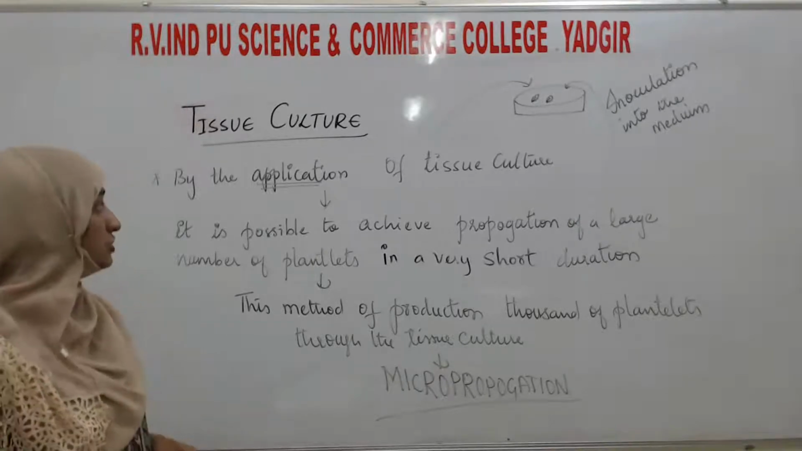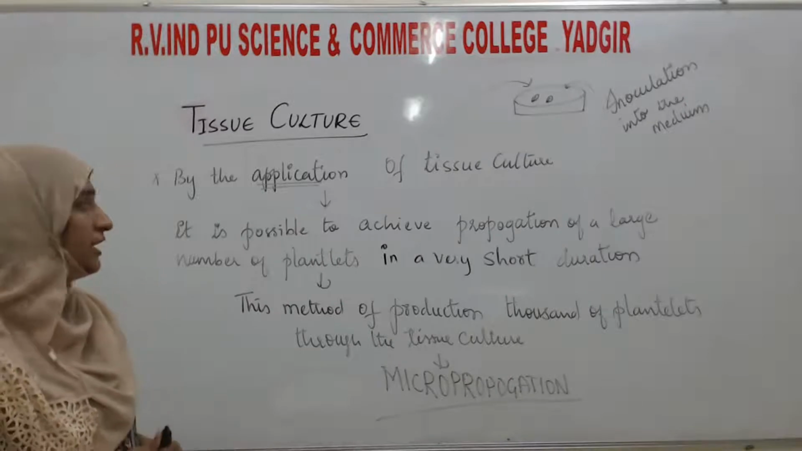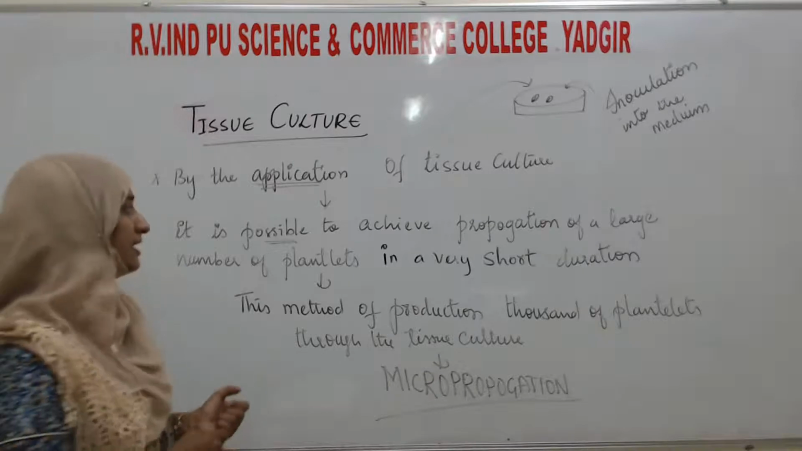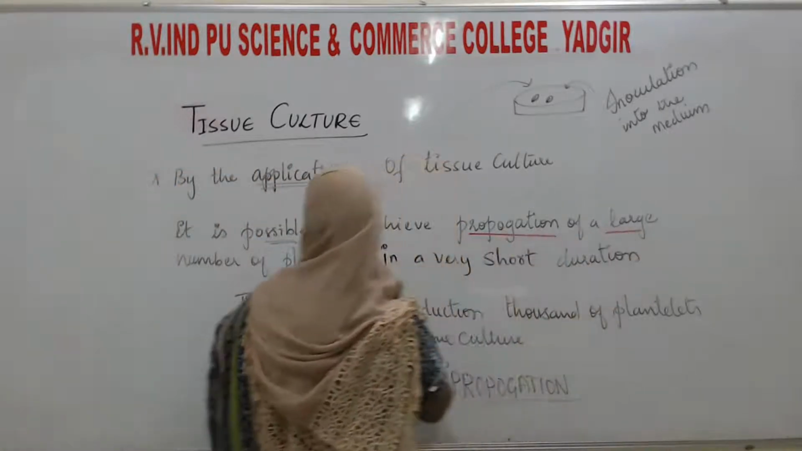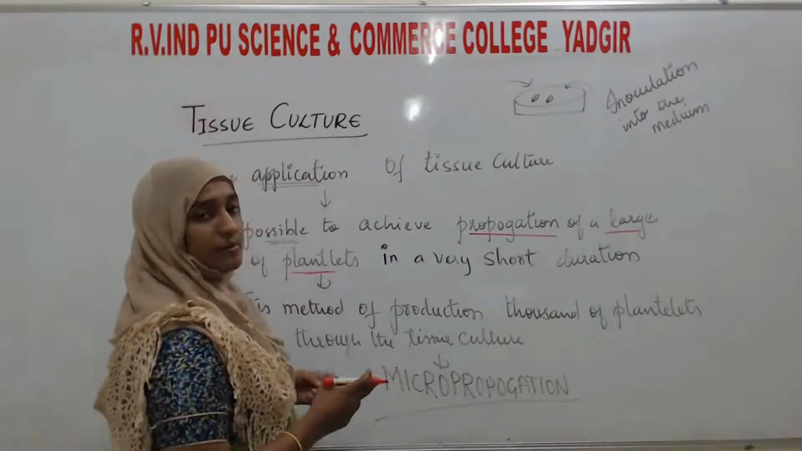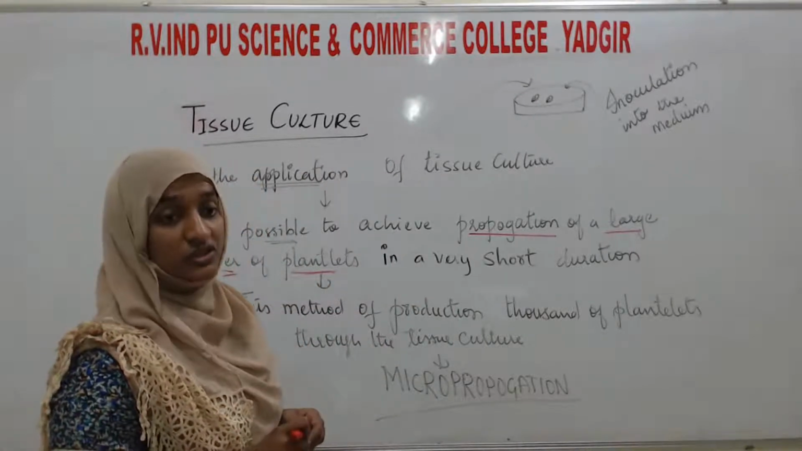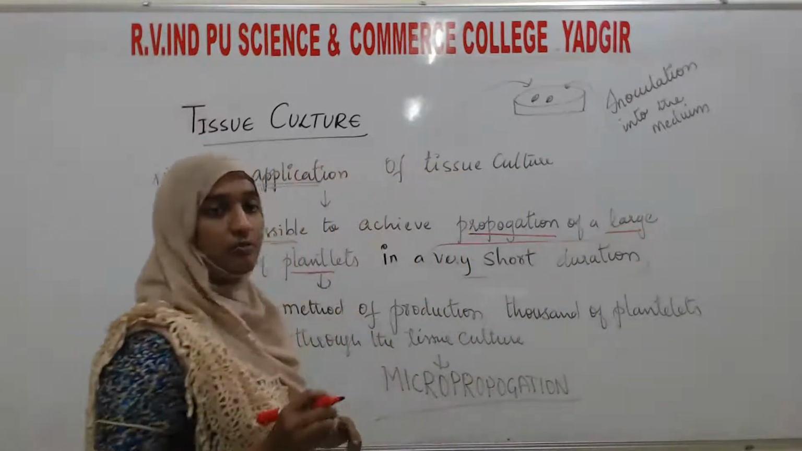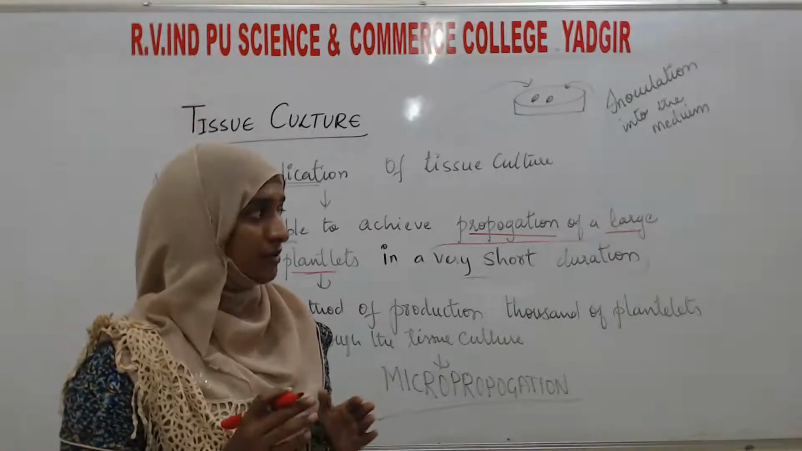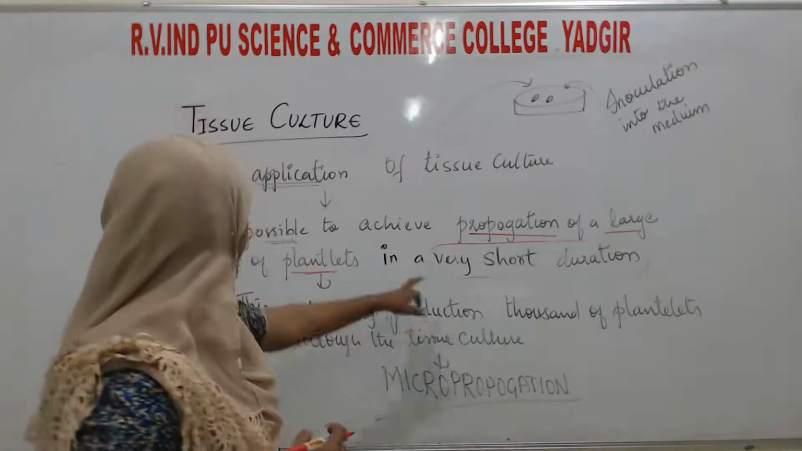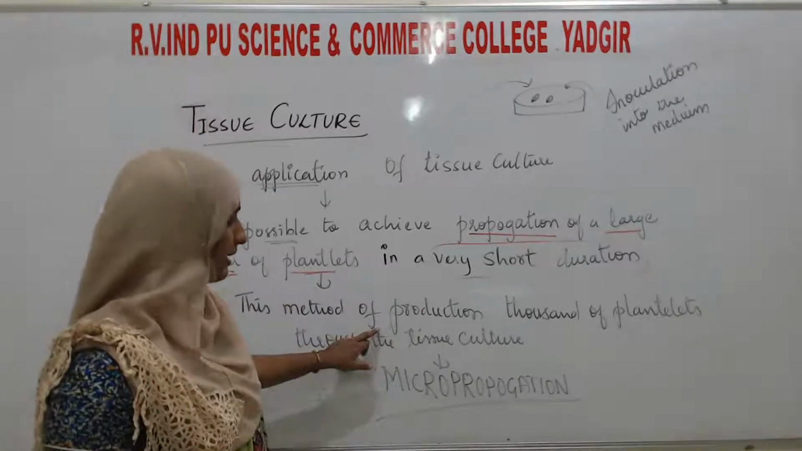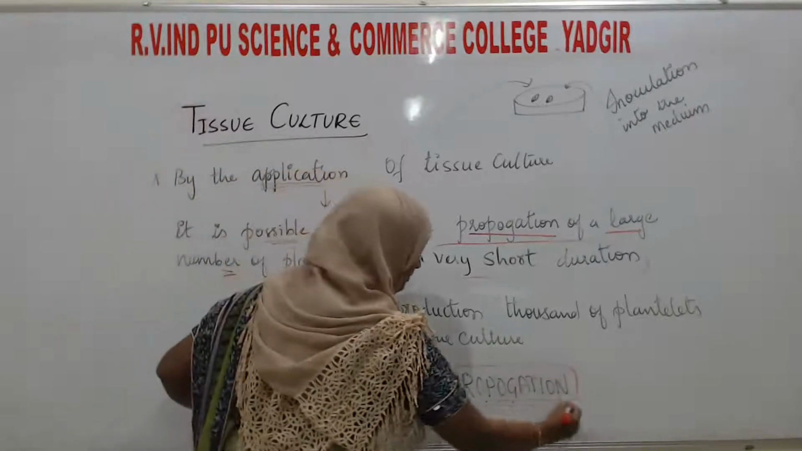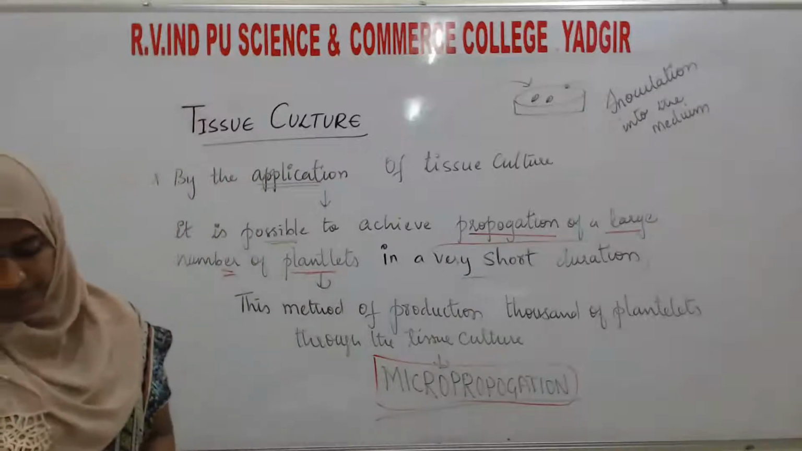Here you see, by the application of tissue culture, it is possible to produce many plants. Propagation of a large number of plants, and large number means it can go up to thousands, in a very short period of time. This production of thousands of plantlets through tissue culture is known as micropropagation.